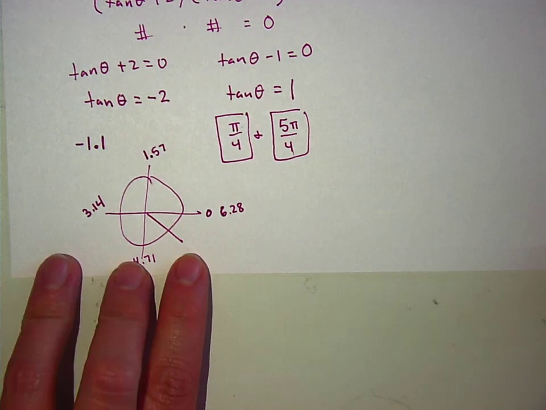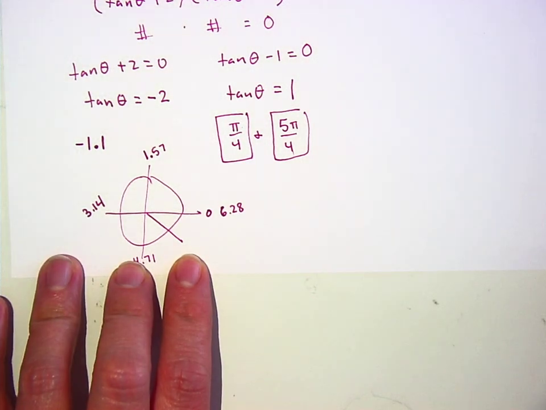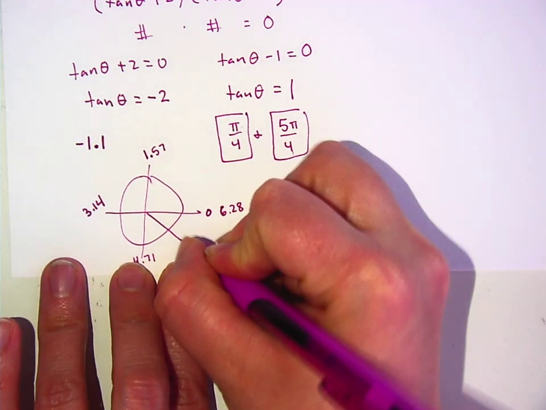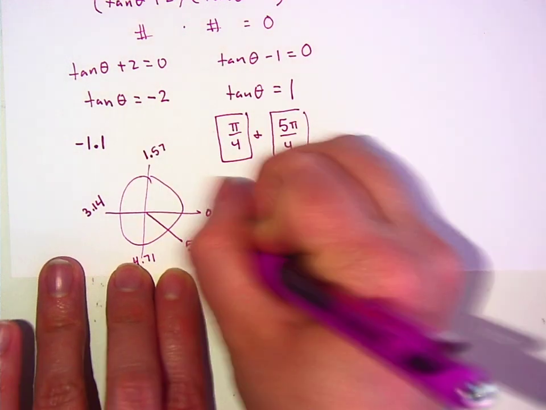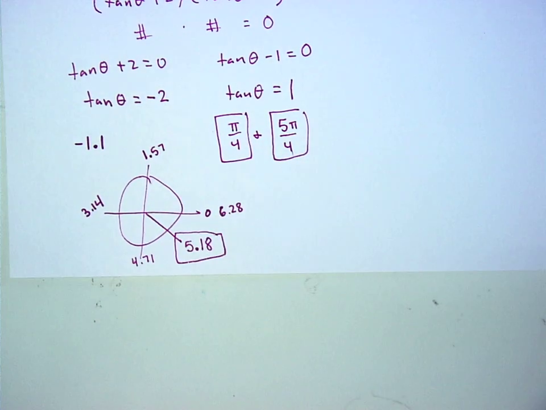So if you just take, in your calculator right now, take 6.28 and subtract 1.1, that's your first answer. So your first answer is going to be 5.18. And it's okay if your answer doesn't have pi in it.